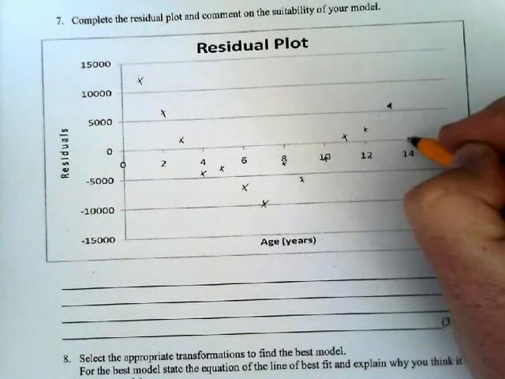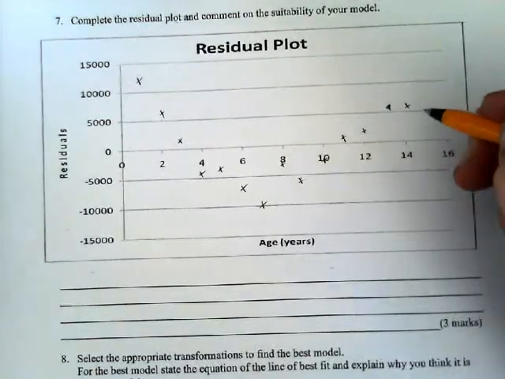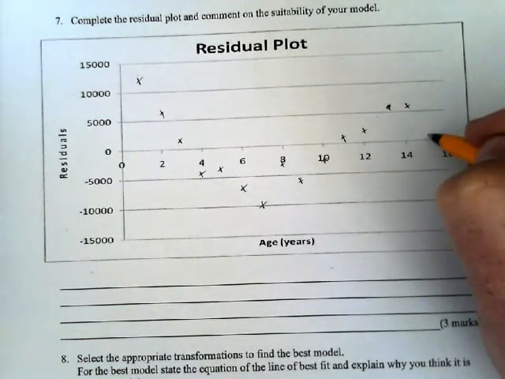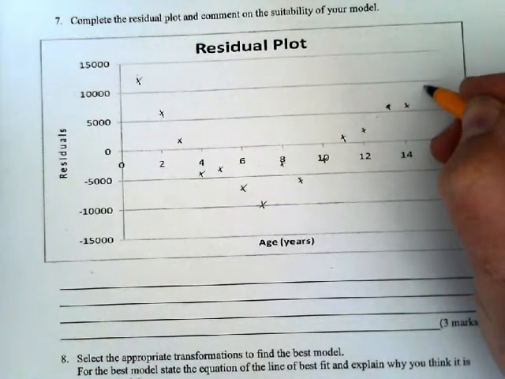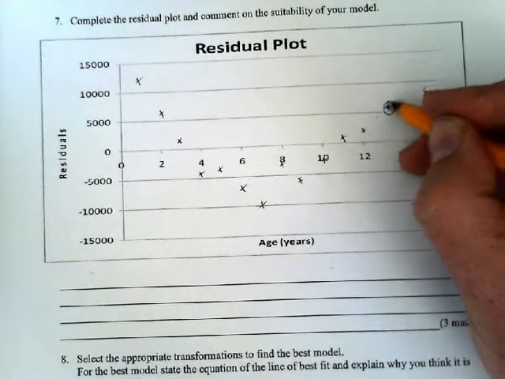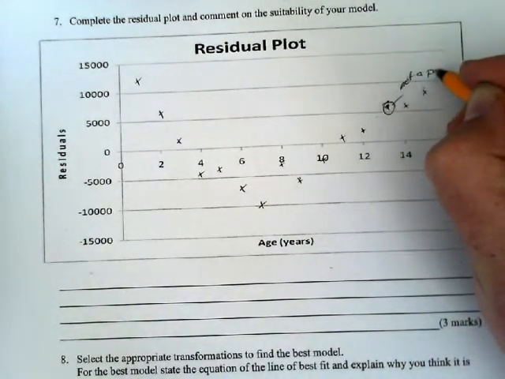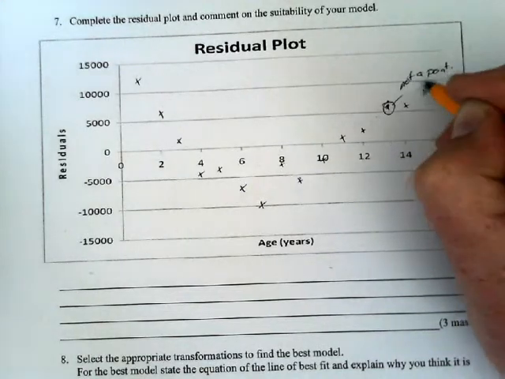15, 7,900. Now, if this ever happens on an exam, okay, put a line through it, even make a note, not a point. Okay, and then that should be ignored. Alright, so I've completed the residual plot.